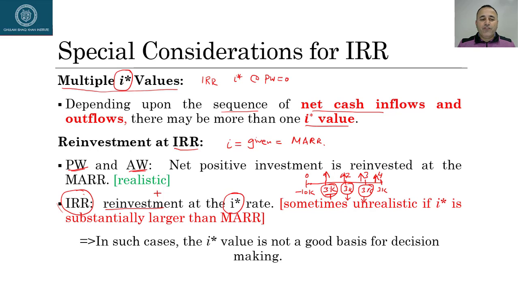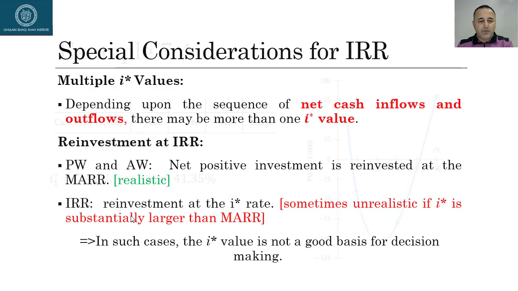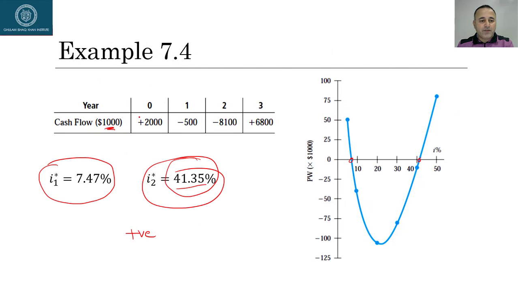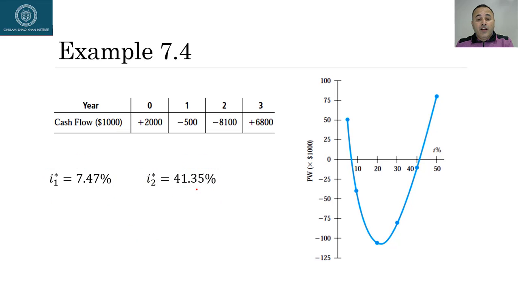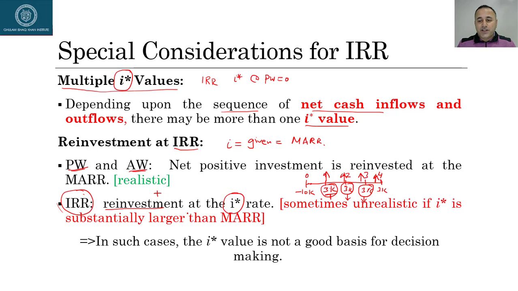So for a very high internal rate of return, for example, if I take example 7.2, one of the internal rates of return was 7.47 and the other was way too high. It was 41%. And I apologize, I said 43, but it is 41%. Now, this assumption is too strong. It is sometimes unrealistic. If the IRR is substantially higher than the MARR, that is unrealistic.